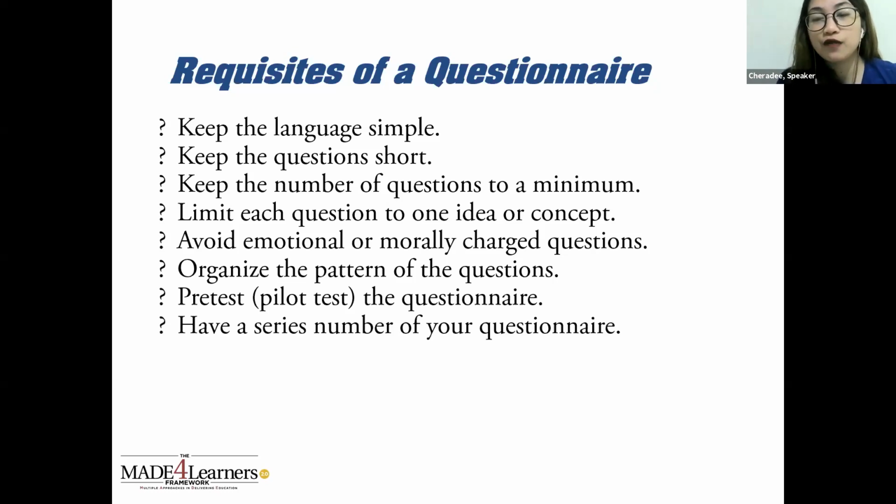Have a series number of your questionnaires. So for you to have a guide that you're actually handing out 100 questionnaires already or 286 questionnaires already, provide a guide. Let's say cluster 1 is their questionnaire. So C1001, C1002, so on and so forth. So have a series so that you have a guide that the questionnaires are already being returned.